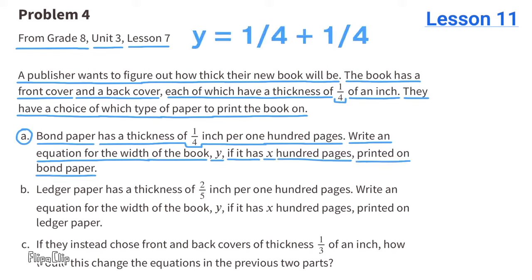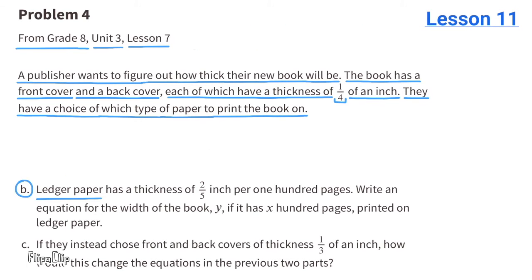The variable y represents the thickness of the book. The front cover is 1/4 of an inch, the back cover is 1/4 of an inch, so far the thickness of the book is 1/2 inch. We also have to include the thickness of the bond paper, and it says bond paper is 1/4 inch thick per 100 pages. The equation would read y equals 1/2 plus 1/4 x, or the equation could read y equals 1/4 x plus 1/2.